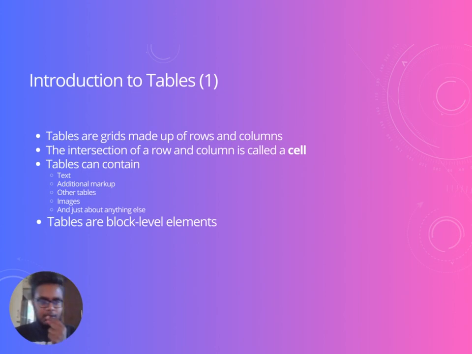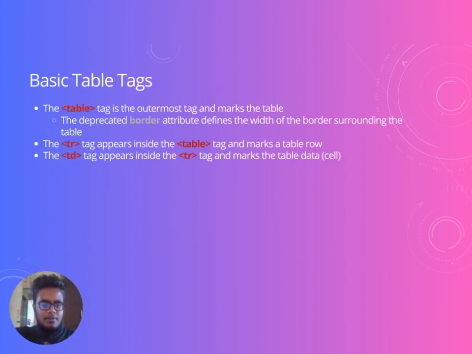Tables are grids made up of rows and columns. The intersection of a row and column is called a cell. A table can contain text, additional markup, other tables, images, and just about anything else. Tables are block level elements.